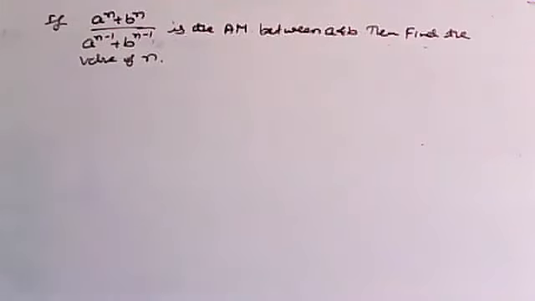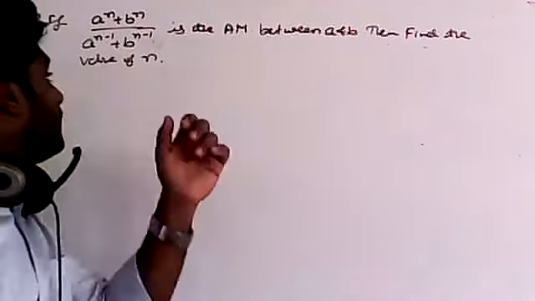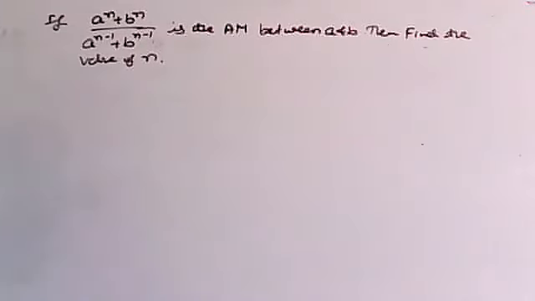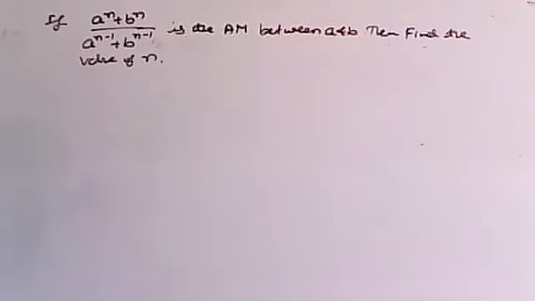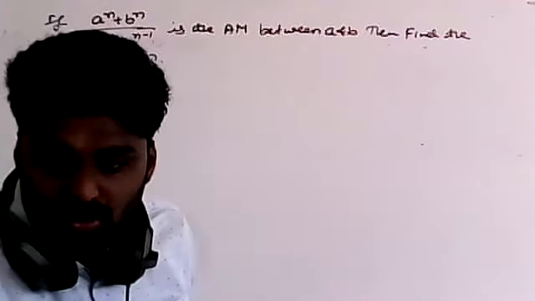Okay, see, the first problem is what? If (a^n + b^n)/(a^(n-1) + b^(n-1)) is the arithmetic mean between a and b, then find the value of n, they have given. So how are we going to solve this one?